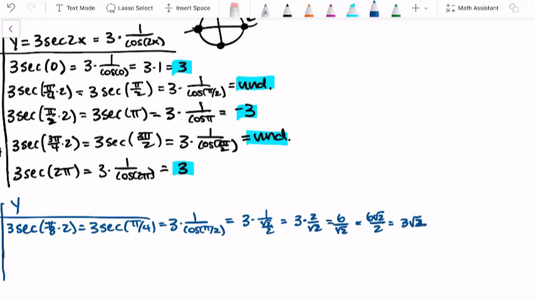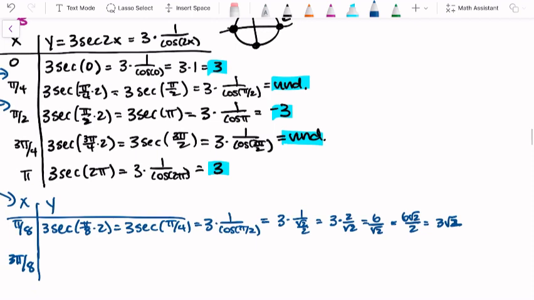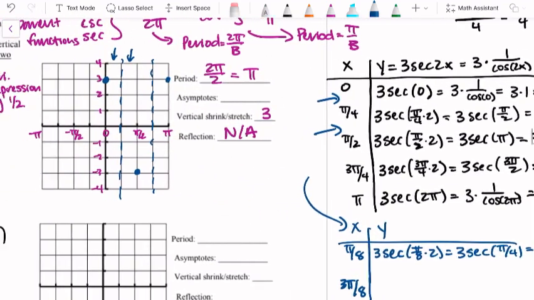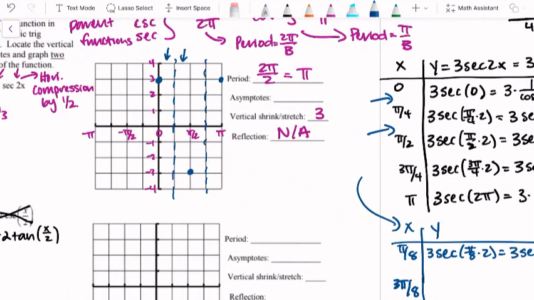Wow, okay, so we get to this point here, 3 square root of 2. I don't really know what that is off the top of my head, so I'm just going to type that into my calculator. So 3 square root of 2 is approximately 4.243. Okay, so that means I'm going to go ahead and graph that. 4.2-ish. Let's go ahead and erase this.